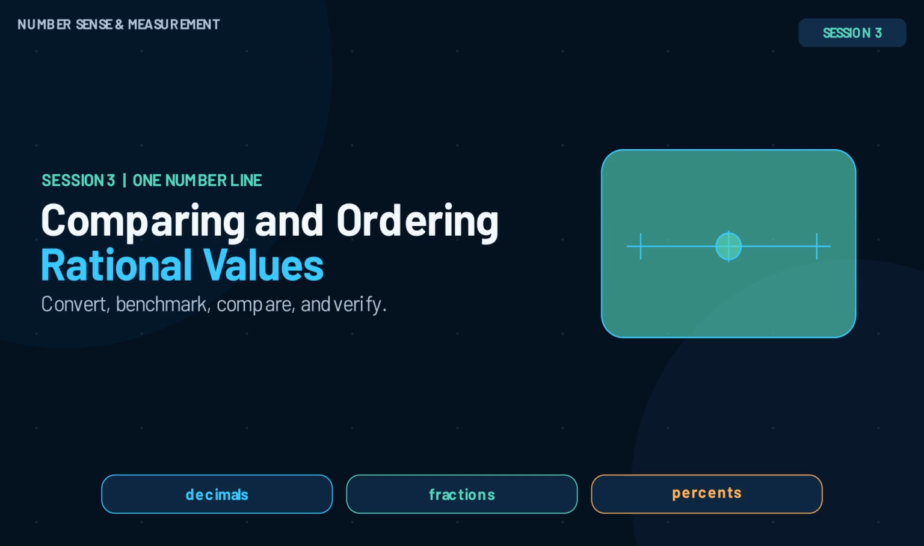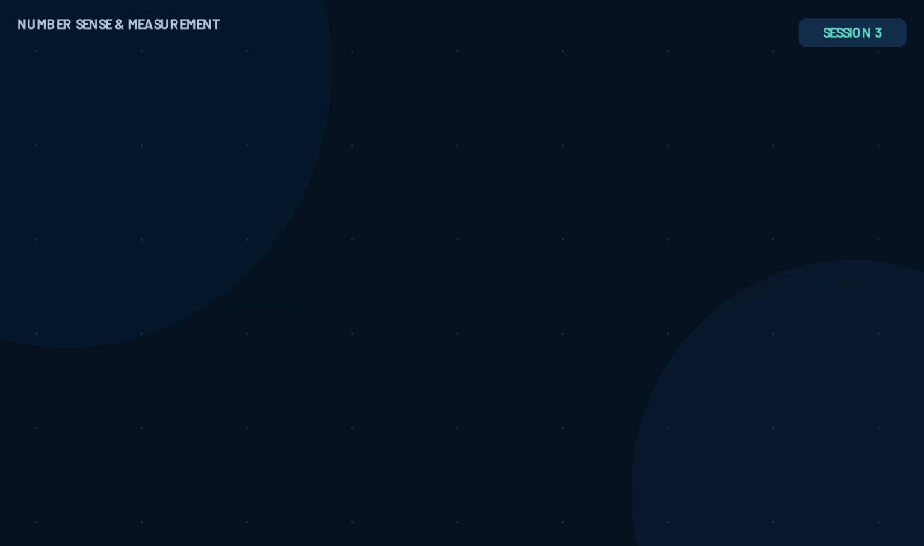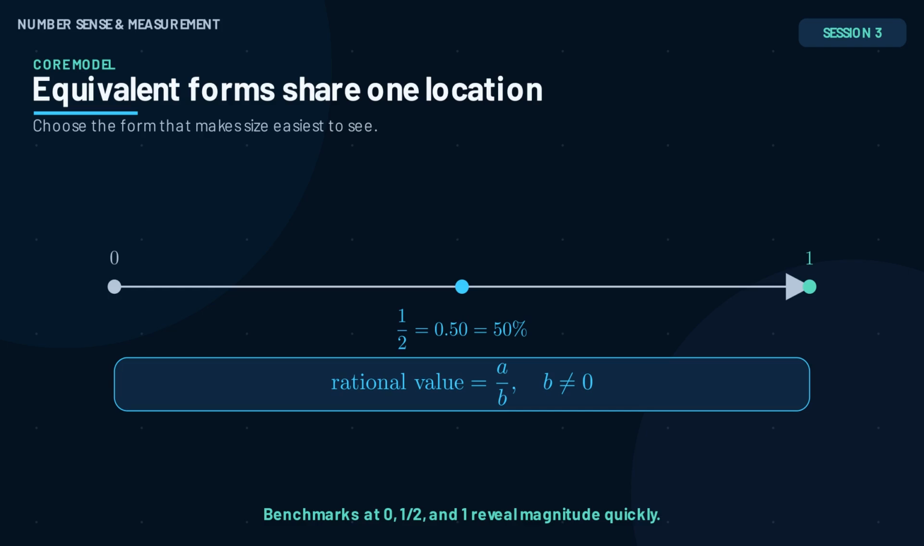Whole numbers, fractions, terminating decimals, repeating decimals, and percents can describe points on one number line. The safest comparison method is to place the values in a common form, predict their approximate locations, compare, and then verify the order. A rational value can be written as a fraction with an integer numerator and a non-zero integer denominator. Many forms can share one location.